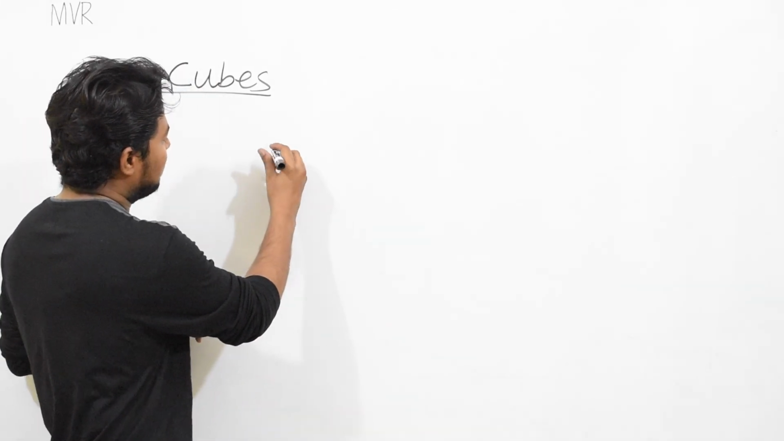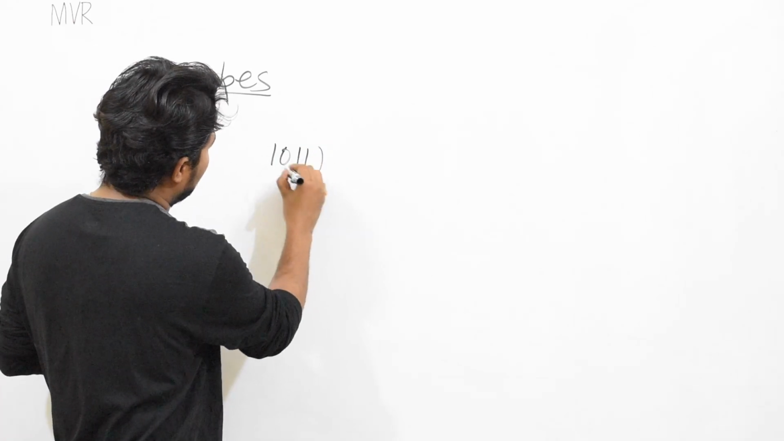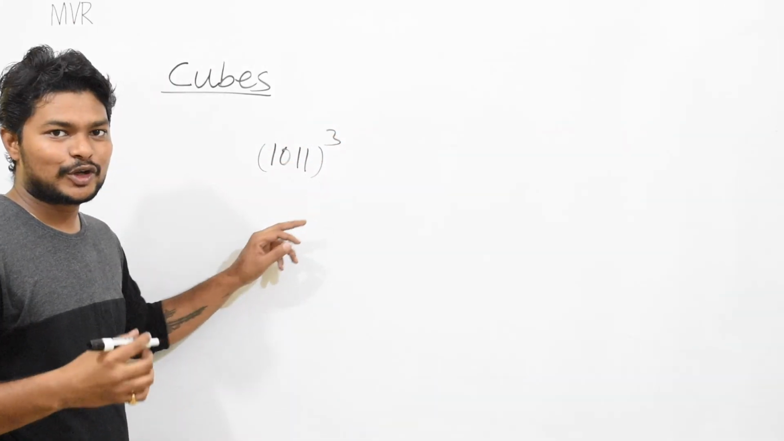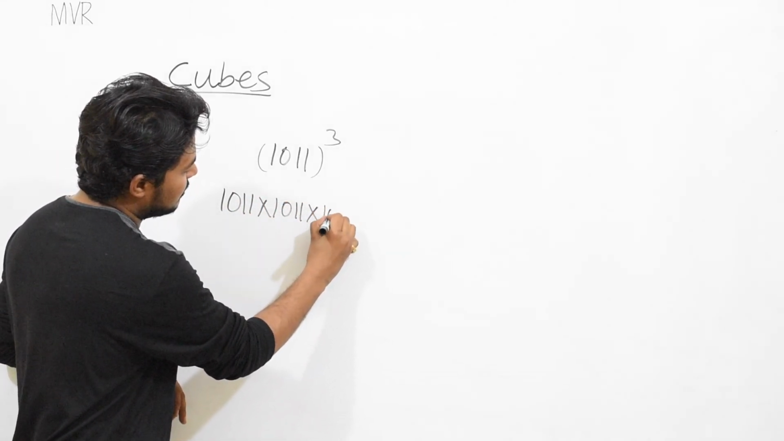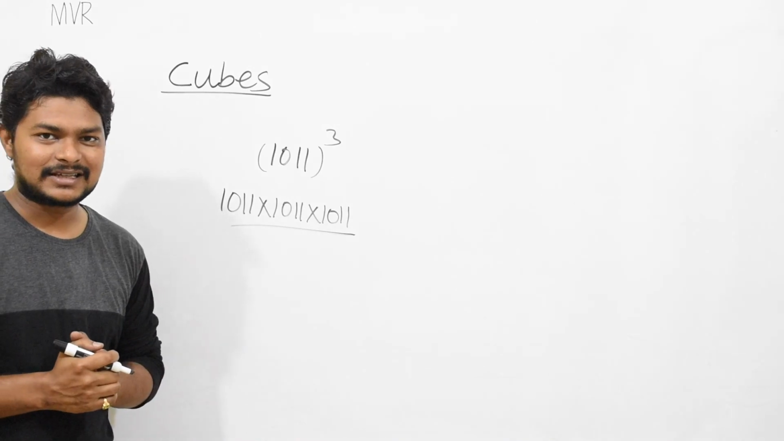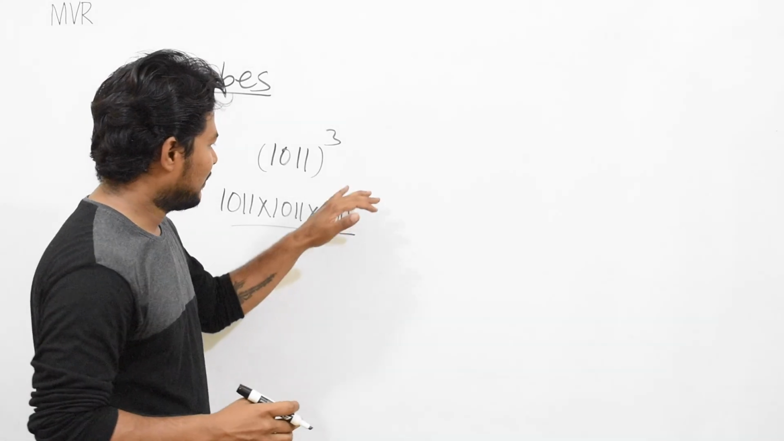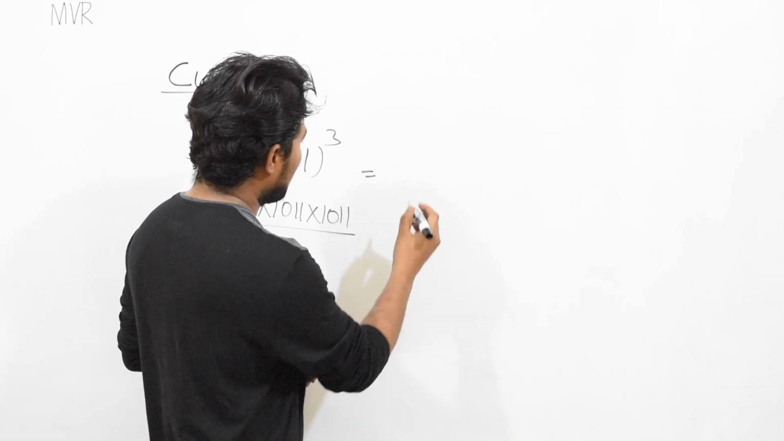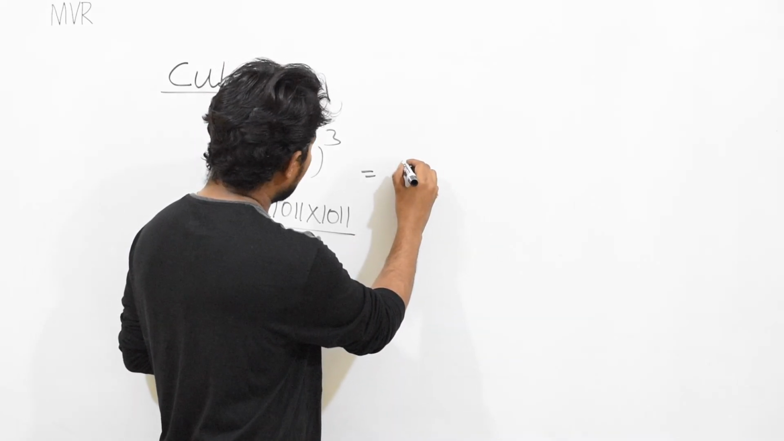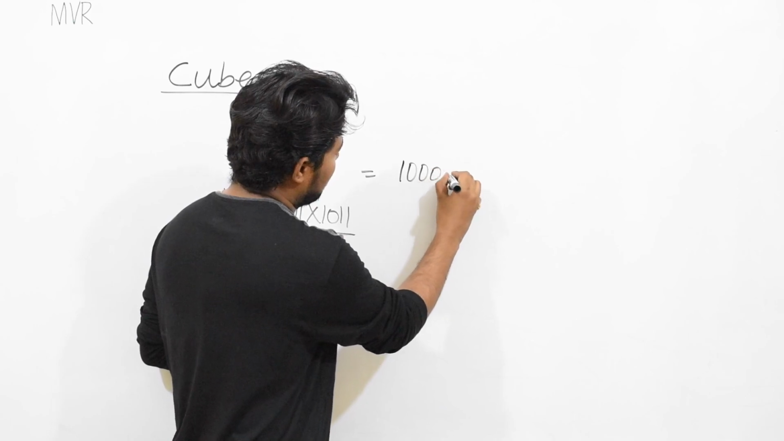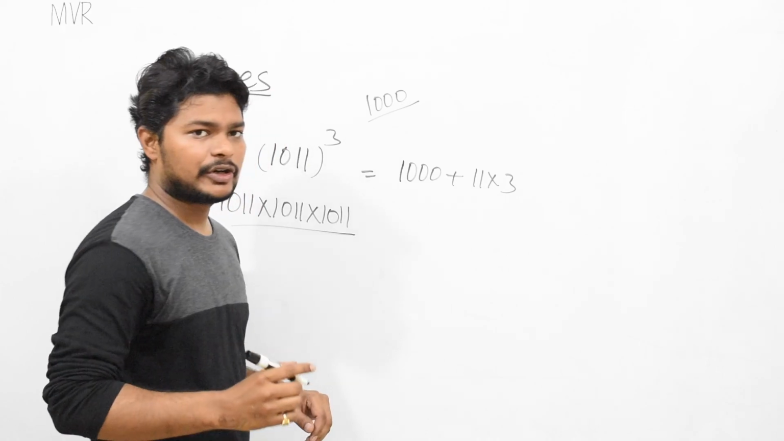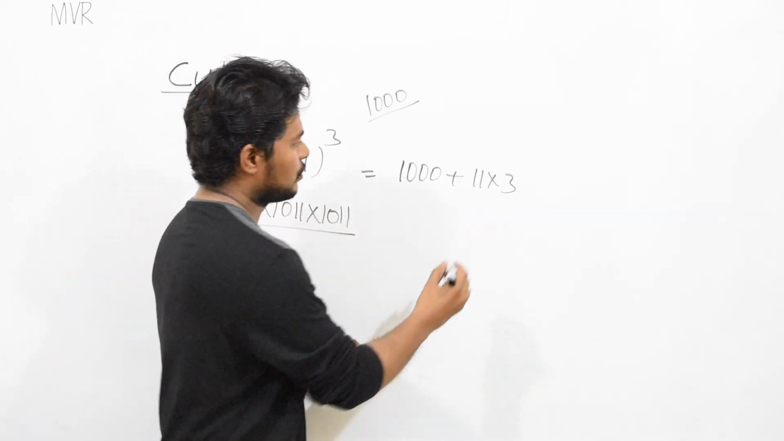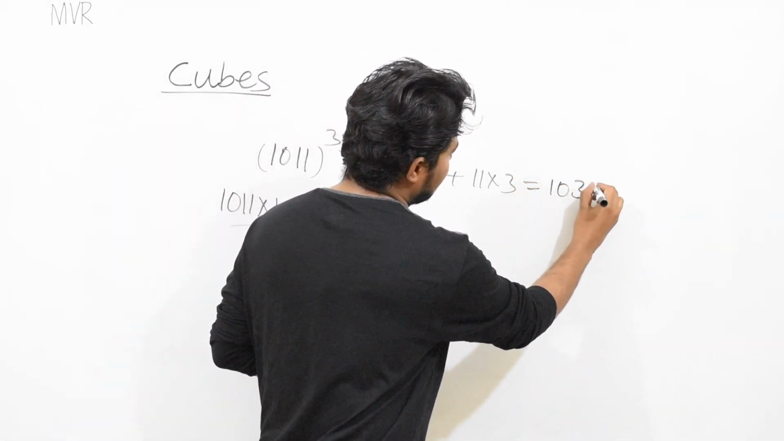Now we will take a slightly bigger number and perform the cube. We will take 1011 whole cube. 1011 whole cube. How? 1011 into 1011 into 1011. If you do this, you will get the answer. But that is not what we require. We want to solve it this way. That equals 1000 plus 11 into 3. Here the base is 1000. That you need to remember because it is close to 1000, right? So this value will be equal to 1033.